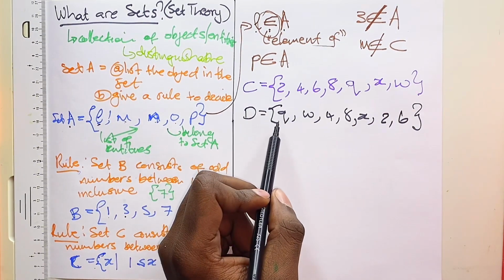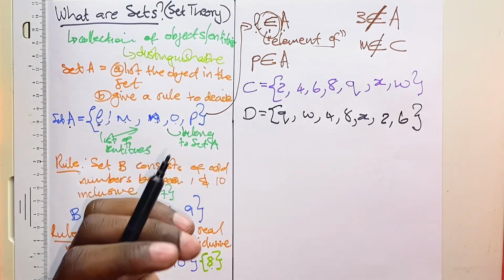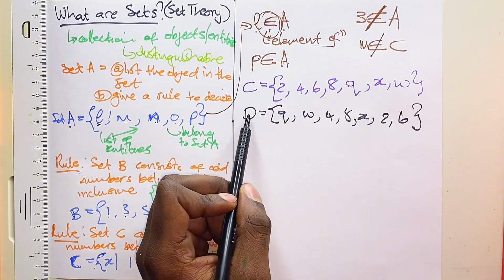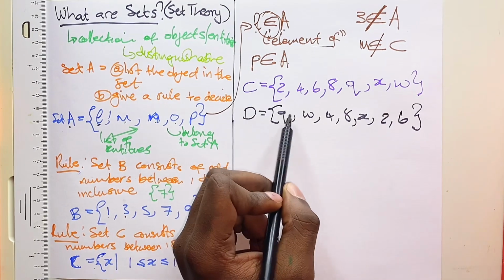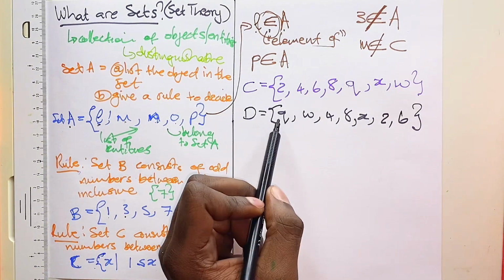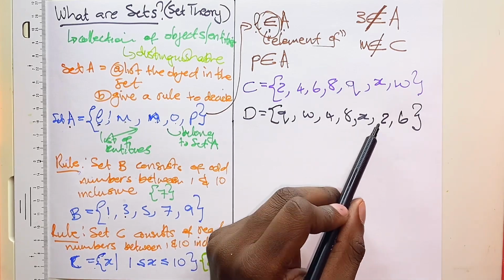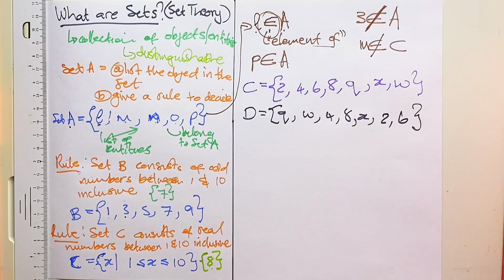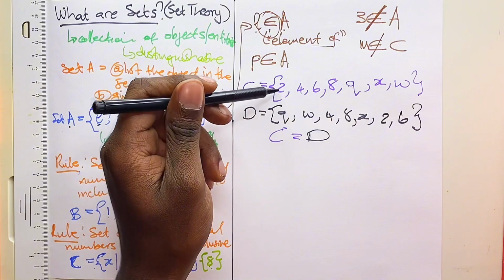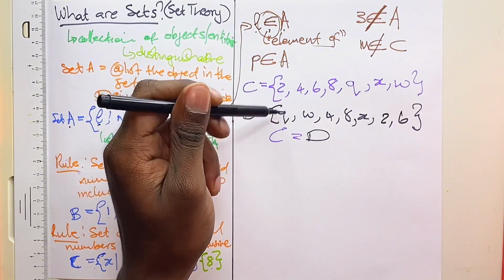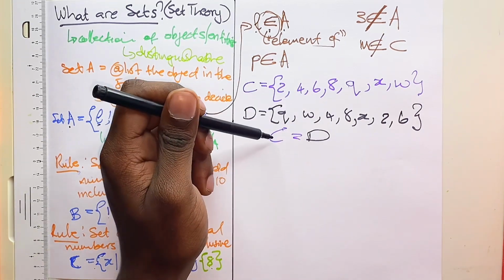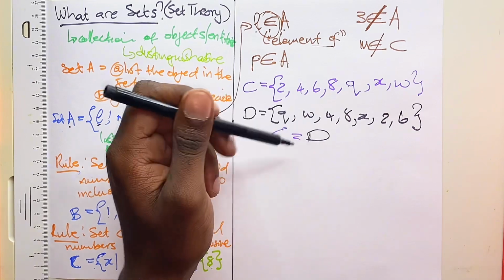Now, what you may notice is that all the elements of C are the same elements in D, but they are not arranged the same. So the rearrangement of your entities as you list them down is not relevant. Set C is said to be equal to set D, even if the elements inside your set are not arranged in the same way. As long as they exist in both sets, then set C is equal to set D.